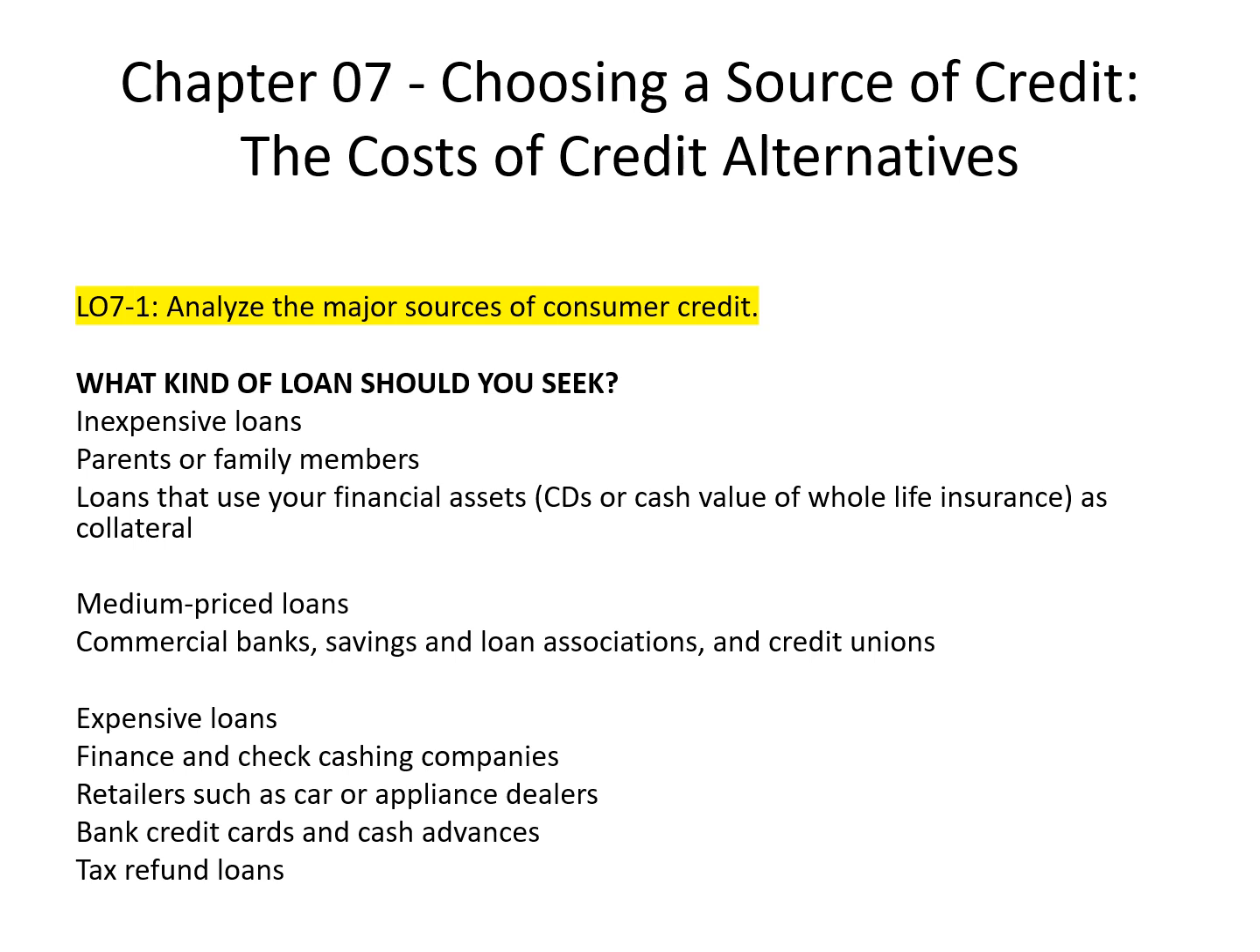Next would be the medium price loans. That would be through financial systems: commercial banks, savings and loan associations, depositories, credit unions. And then there are expensive loans, through check cashing companies, retailers such as used car dealers, appliance dealers, et cetera, bank credit cards and cash advances, tax refund loans, payday loans, all the things that you would associate with that.